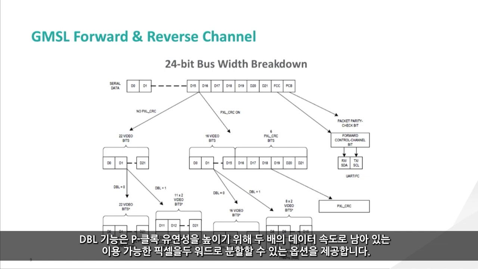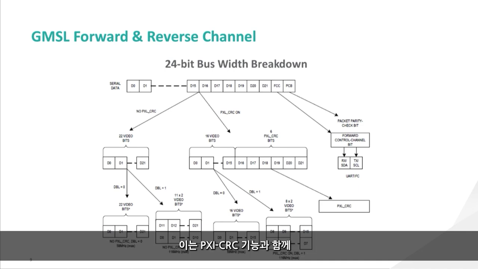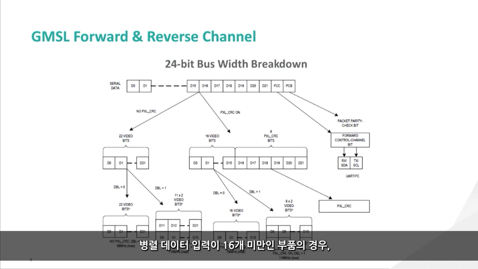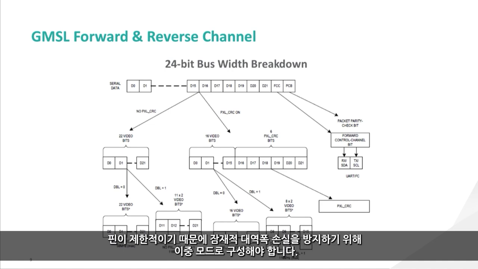The DBL feature gives the option of dividing the remaining available pixels into 2 words at twice the data rate for greater p-clock flexibility. Together with the PXL CRC feature, the packet in 24-bit mode can be broken down into video data of 22 bits, 11 by 2 bits, 16 bits, or 8 by 2 bits. If a part has less than 16 parallel data inputs, it is pin limited and should be configured for double mode to avoid losing potential bandwidth.